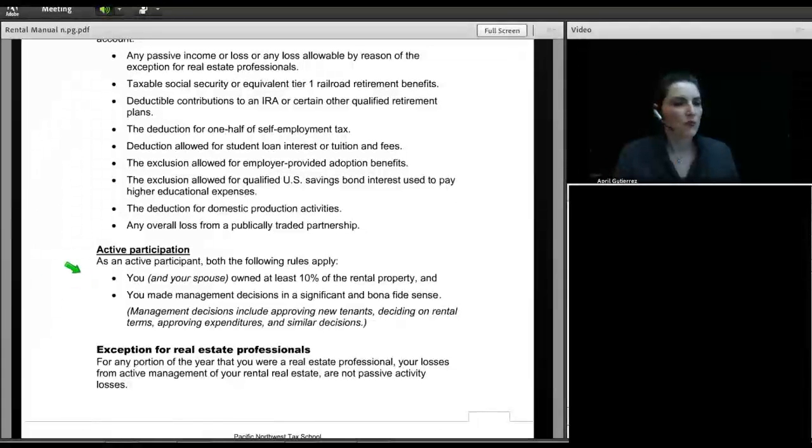What does active participation mean? To be an active participant, both of the following rules apply. You and your spouse owned at least 10% of the rental property, and you made management decisions in a significant and bona fide sense. Management decisions include approving new tenants, deciding on rental terms, approving expenditures, and making similar decisions. So you can still be an active participant even if you employ a property management company, as long as the property management company needs to come to you to approve a repair, for example, or to approve a tenant. So you're making decisions about the property you're involved in.